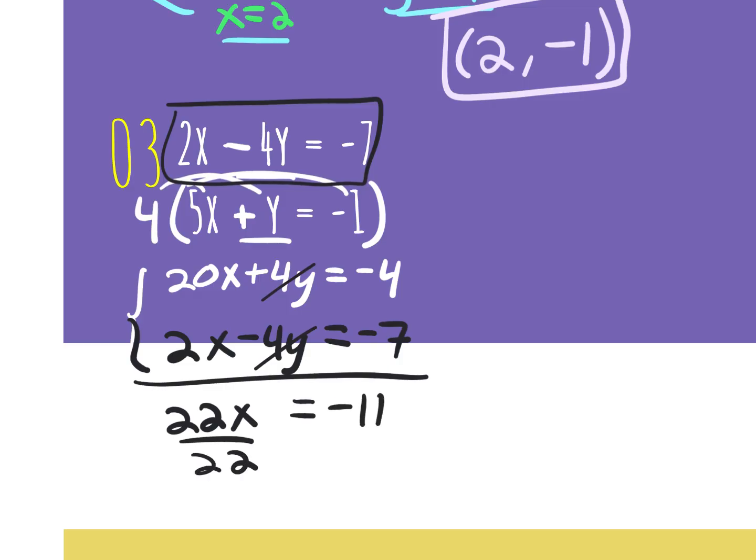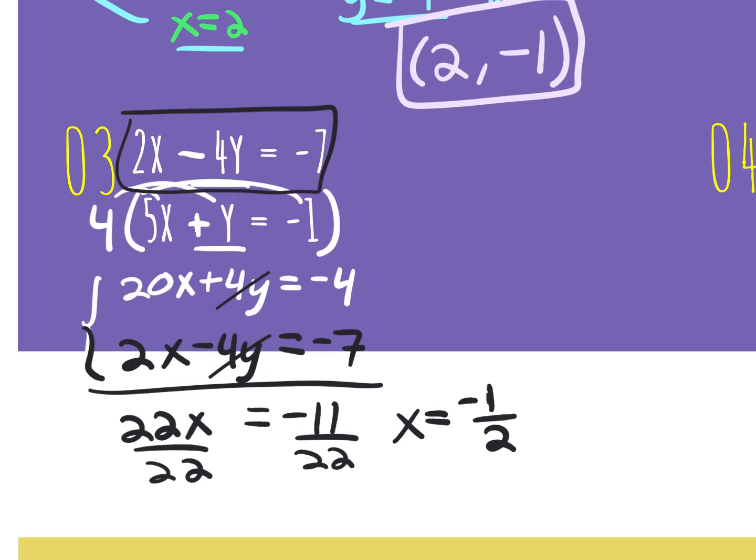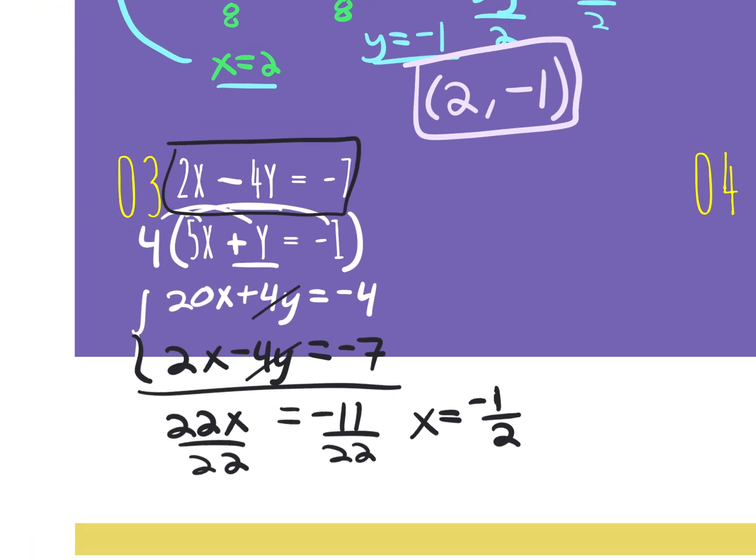So then let's divide both sides by 22. What do we get for x? Negative, not 2, negative a half. Good. And now what we want to do is plug this into one of our two equations so that we can find y. That's the only difference with this one: we had to multiply one of our equations by a number to get it to be the same number, just opposite.